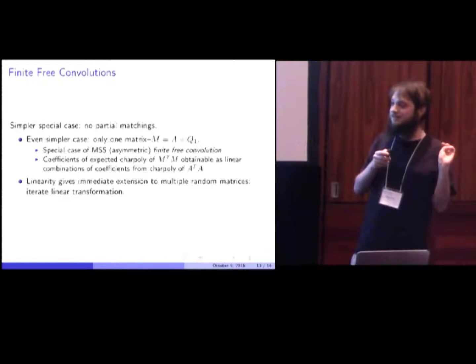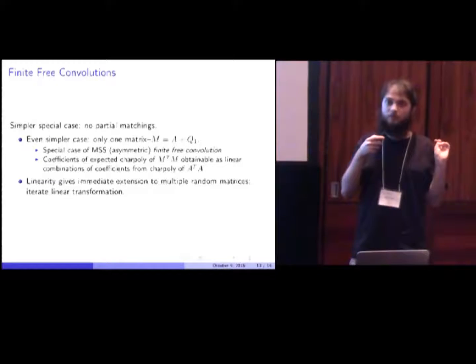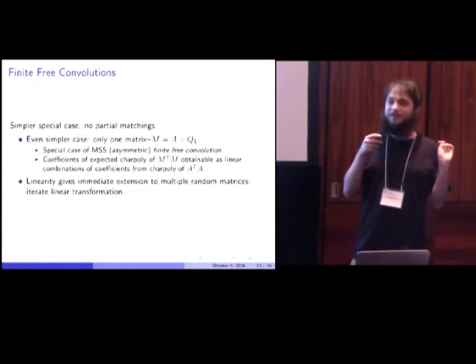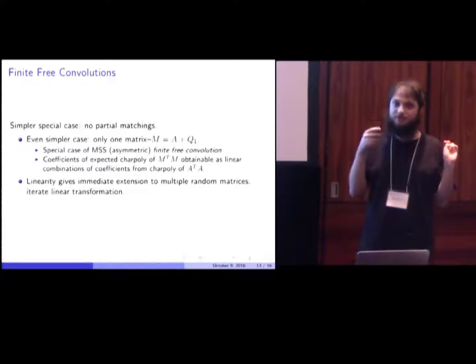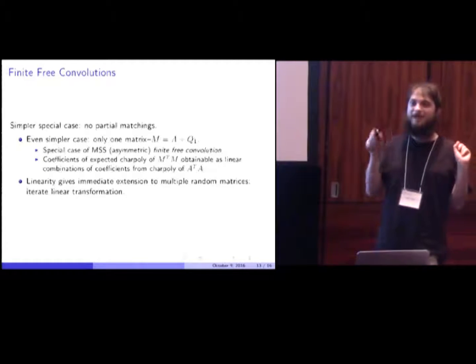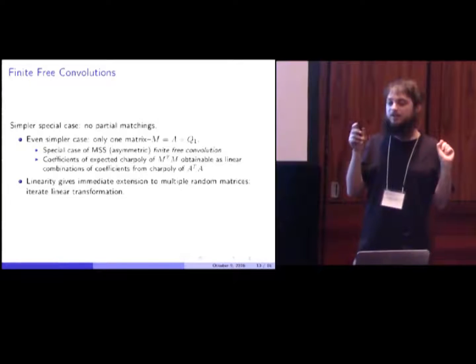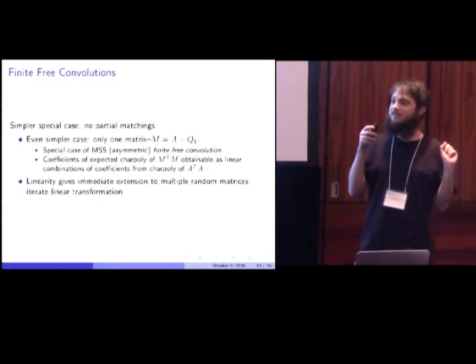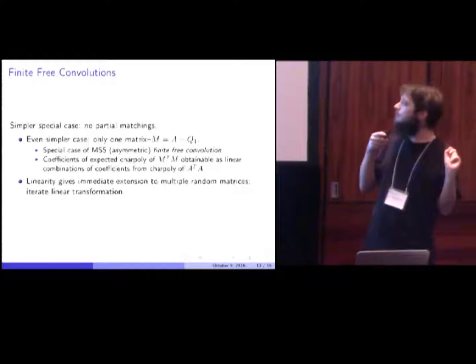And because this operation is linear, that means if you do it more than once, the linearity of expectation means that the expected doesn't really matter, and you can just iterate this linear transformation. And so you actually have the ability to compute the expected characteristic polynomial from adding any number of random permutation matrices in one go without doing much work.